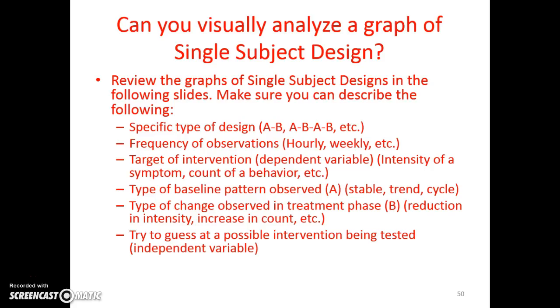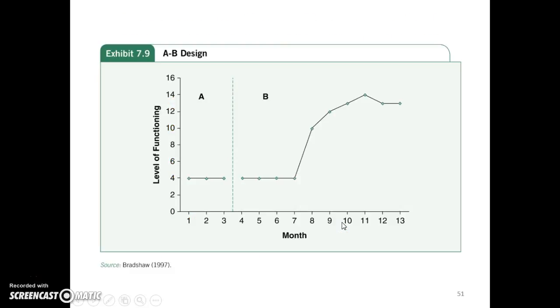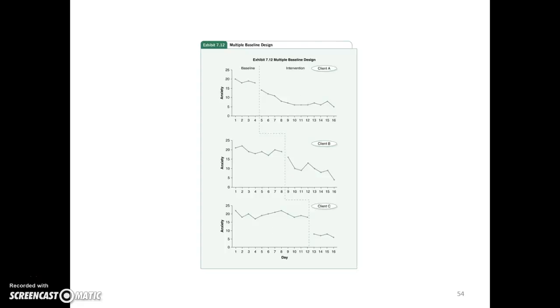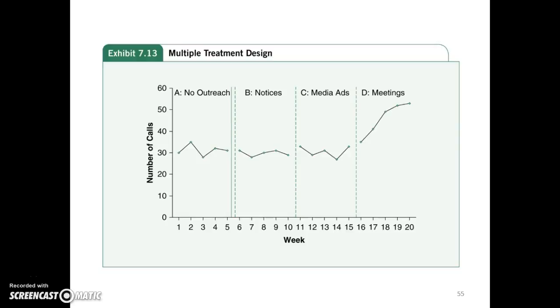So the last few slides here are just a review for you, so you can go through and test whether you understand the concepts. You can look at the types of designs, the frequency of the observations, what the dependent and independent variables are. You can try to figure out what the baseline pattern is, see what kind of changes you observe. So in other words, just look through these and make sure you understand what's happening. I'll let you do that on your own time with the presentation.